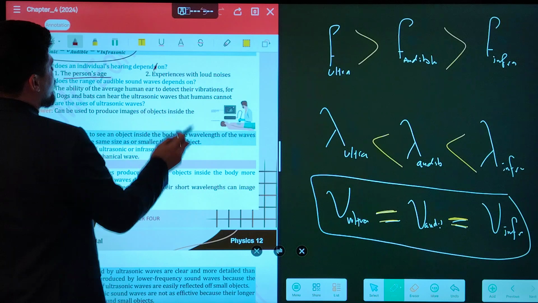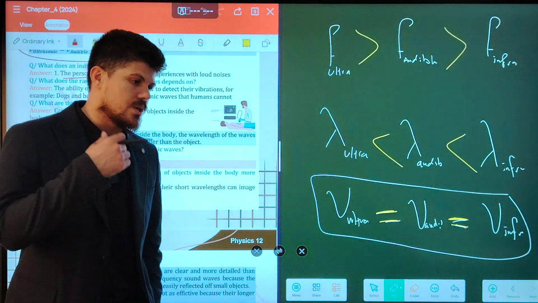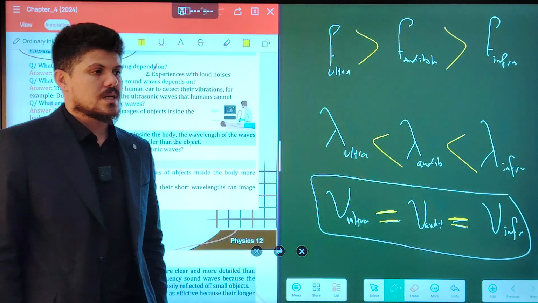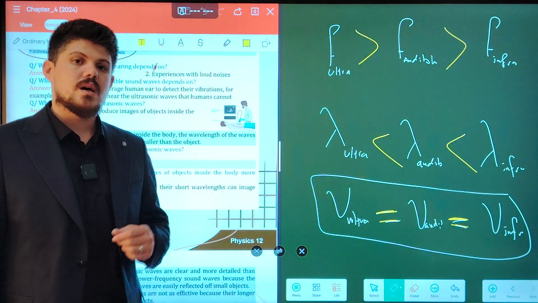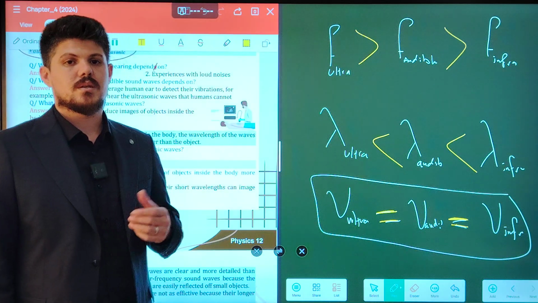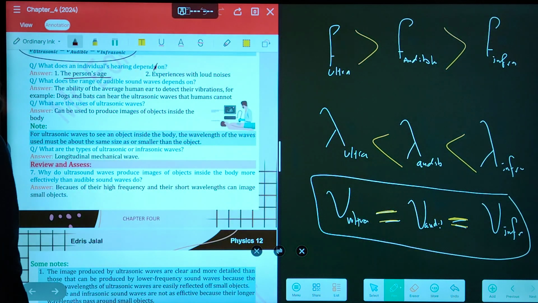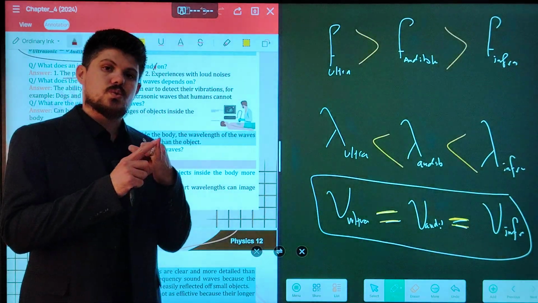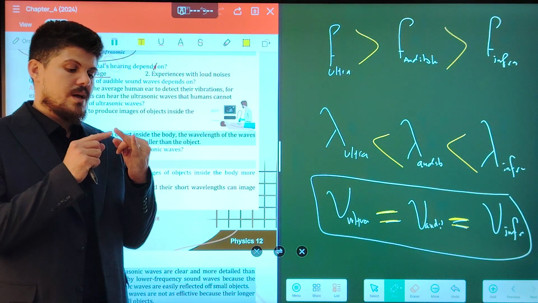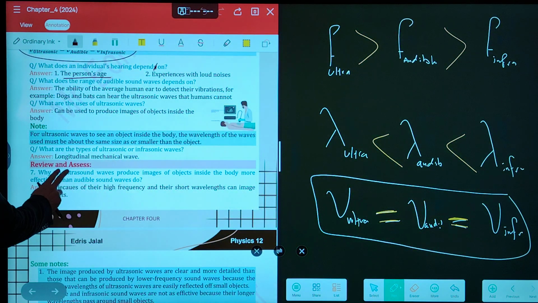The second one, experiences with loud noises. Loud noises also have an effect on hearing. For example, if you hear an explosion or something like that, our ears become damaged, and in that case we cannot detect the sound. So what does individual hearing depend on? It depends on two factors. The first one, the person's age. The second one, experiences with loud noises.